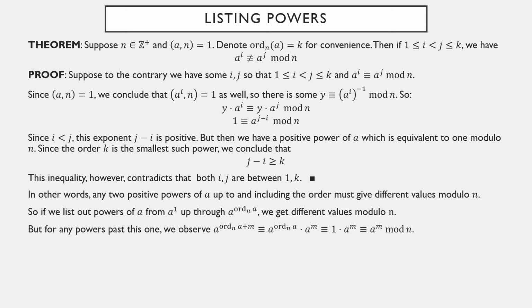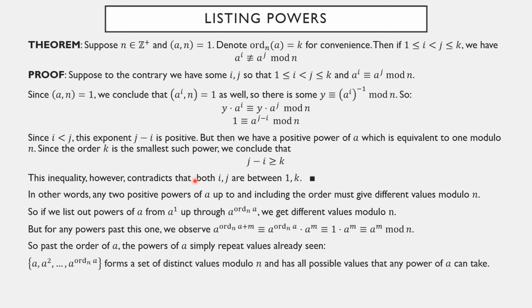Well, a to the order plus m could just be factored as a to the order times a to the m, but a to its order is definitely equivalent to 1. So what that says is if I start listing powers of a larger than the order, so order plus something, I'm just going to get a to that thing I added on. In other words, a value I'd already seen as I was listing them out.